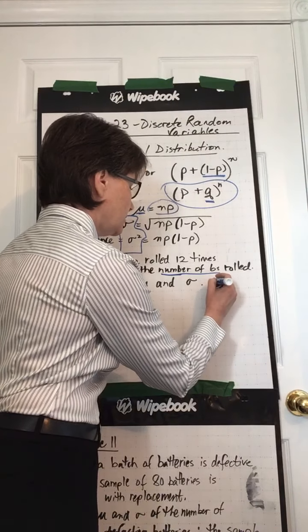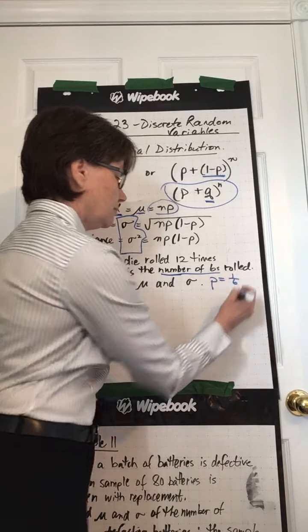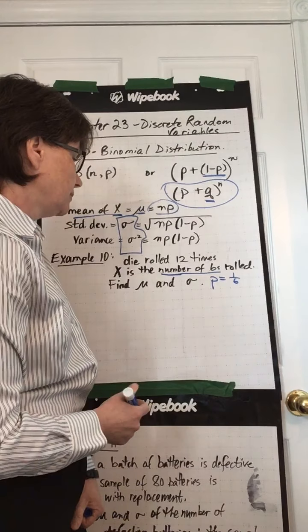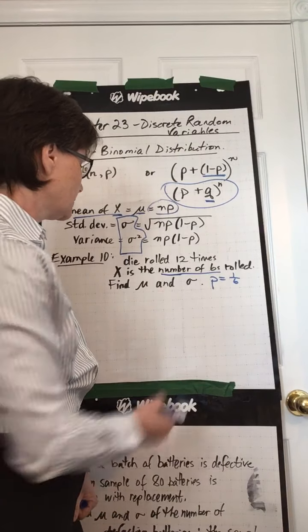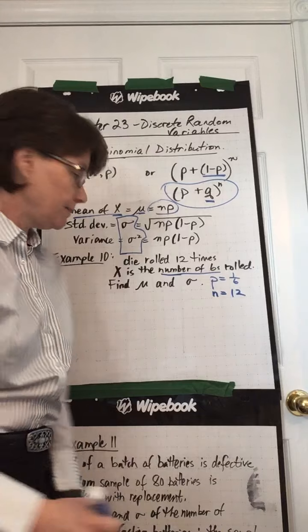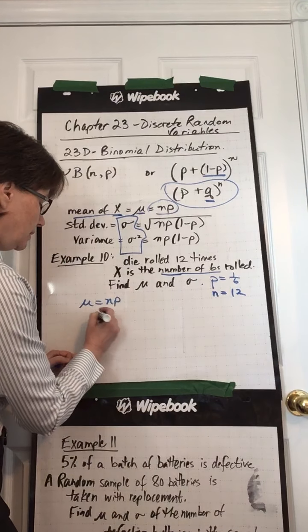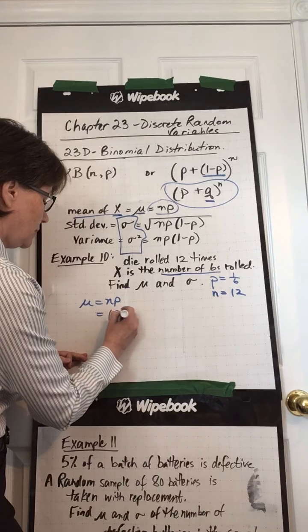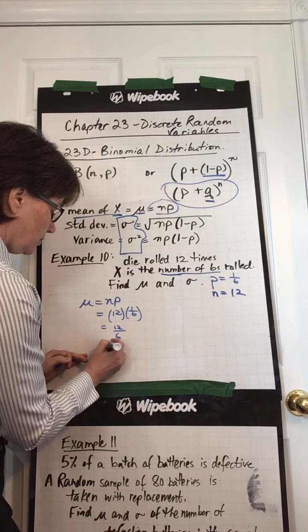So probability of success is p, and that would be 1/6 for any die, for getting a 6 in any of the trials, in any of the rolls. n is equal to 12 because we're rolling 12 times. Okay, so the mean is n times p. n is 12, p is 1/6. That's 12 over 6, so 2.